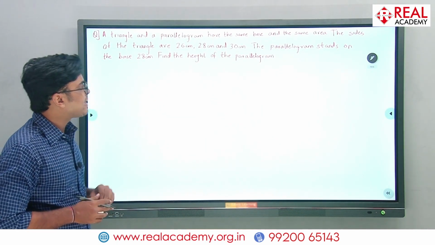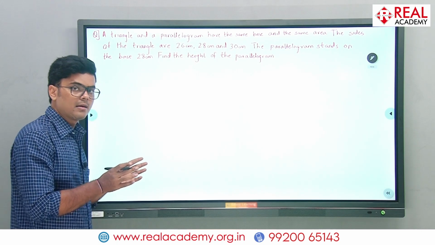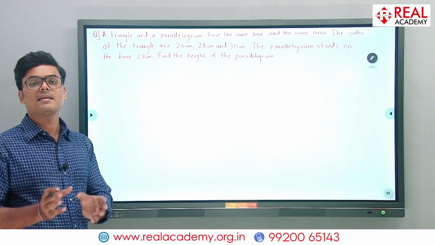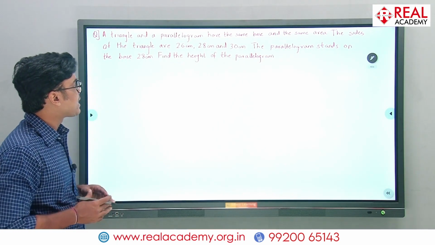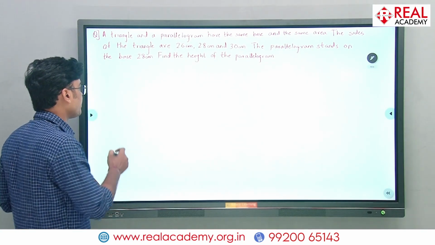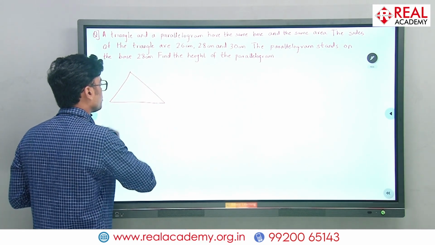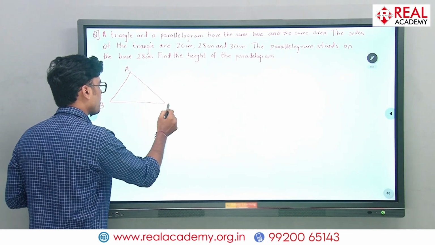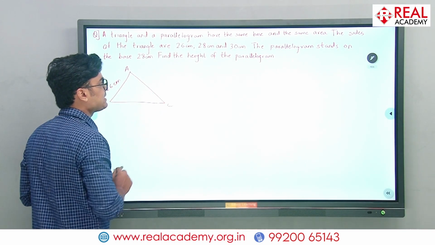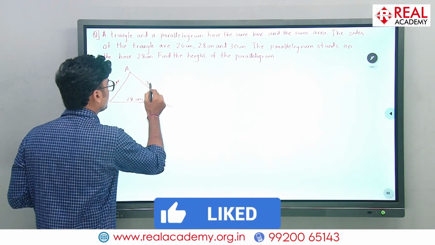A triangle and a parallelogram have the same base and the same area. So there is a triangle and then there is a parallelogram as well. Both of them have the same base and the same area. The sides of the triangle are 26 centimeter, 28 centimeter and 30 centimeters. So if this is your triangle, triangle ABC, here one side is 26 centimeter, one side is 28 centimeter, and one side is 30 centimeter.